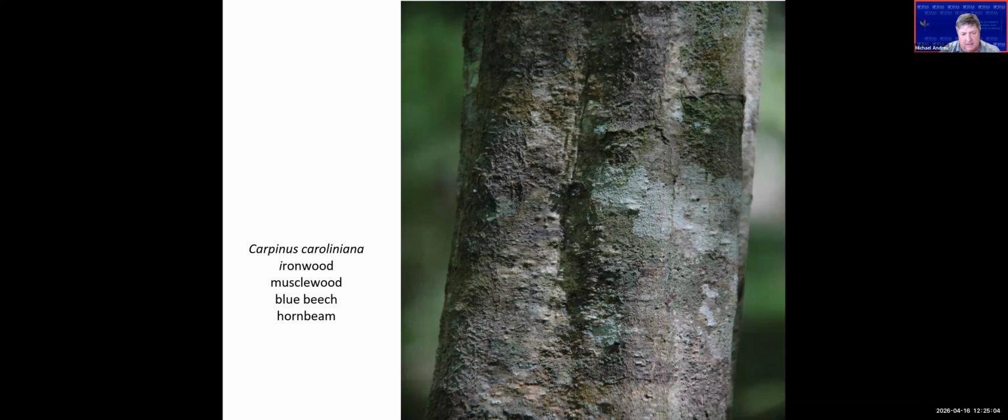But look at this one. It's got a whole bunch of different names: ironwood, musclewood, blue beech, and hornbeam. And every one of those names is commonly used just depending on where you are. And so that goes to sort of begin to think about, what are we doing with the naming process?